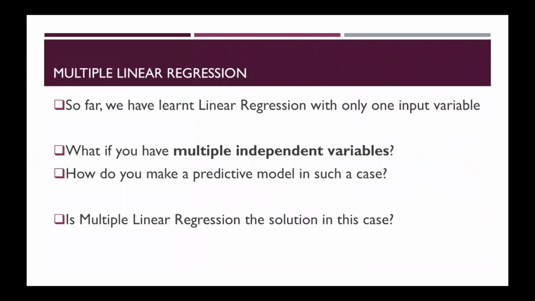Now, what is multiple linear regression? Why is it required, and so many questions around it. So far we have learned linear regression with only one input variable, that is, single linear regression, where there is one dependent variable and one independent variable. What if you have multiple independent variables? How do you make a predictive model in such a case? And is multiple linear regression the solution in this case? So let us see.